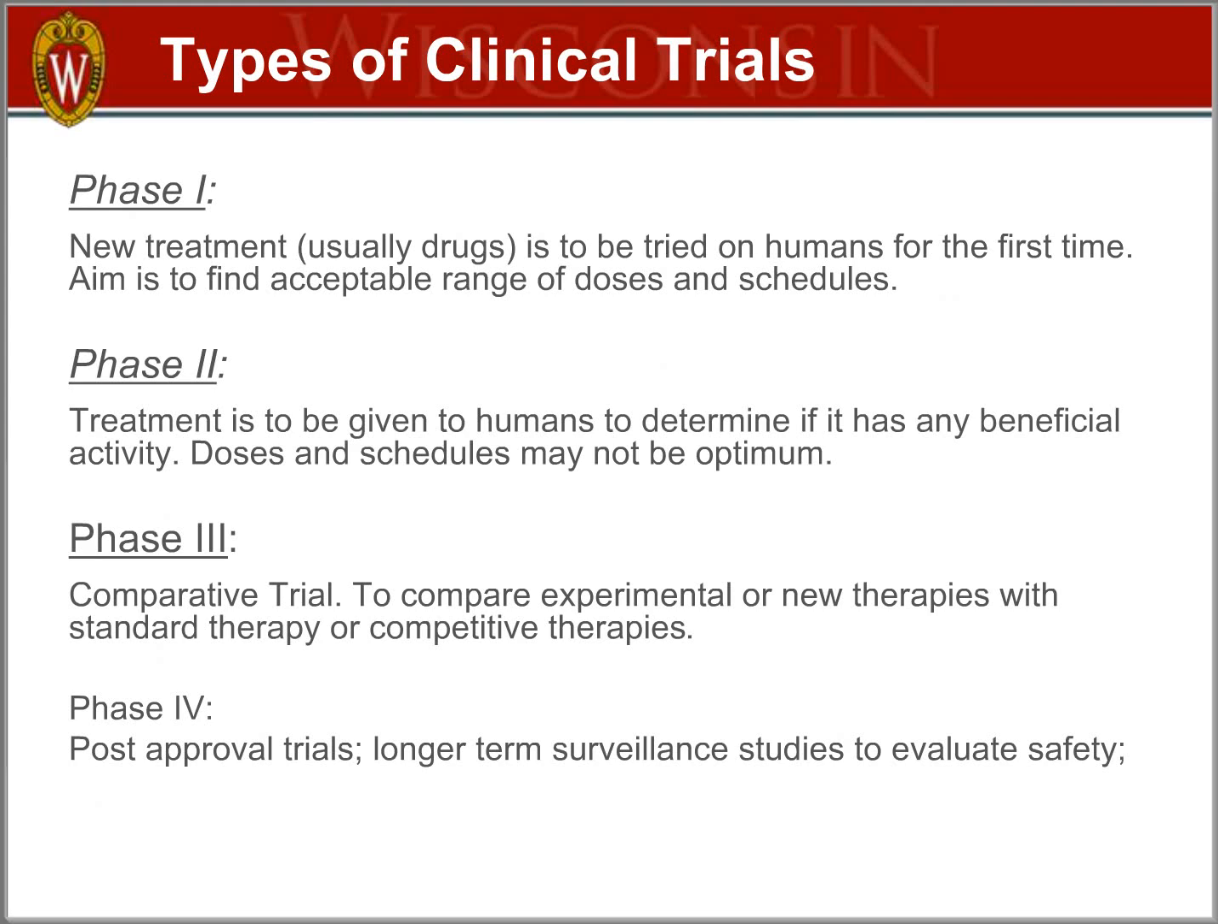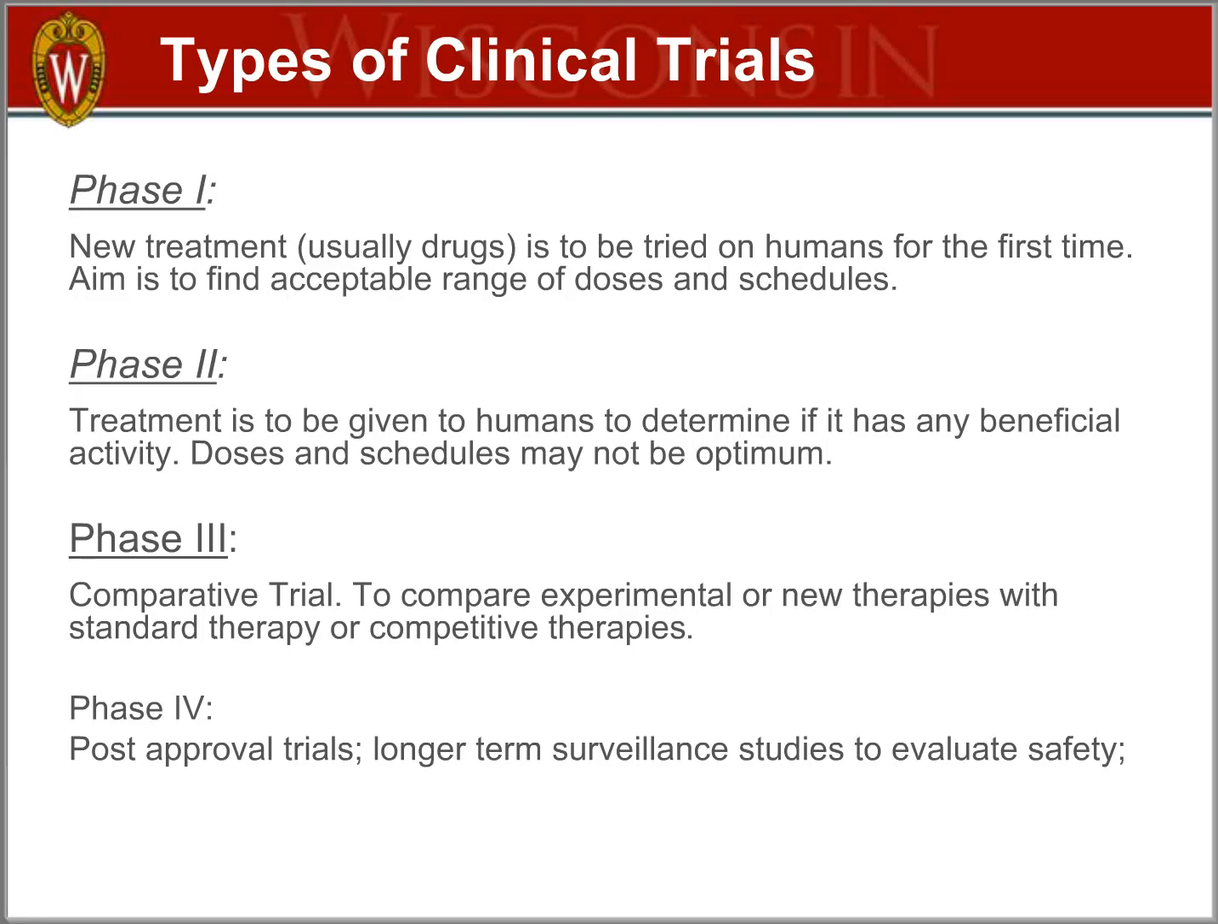We talk about different phases of trials. I alluded to this earlier in lecture 1. The phase 1 trial in humans is usually the first in humans, and the aim is to find an acceptable range of doses and schedules of the drug or the biologic. Even for a device trial, there is the first in humans experience where you understand some properties of the device.